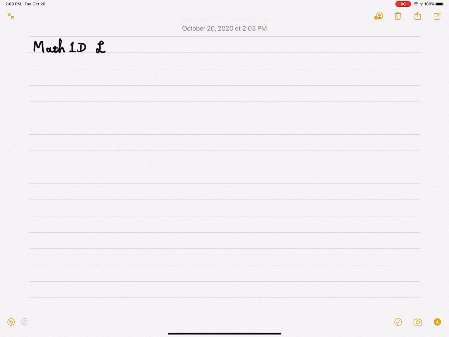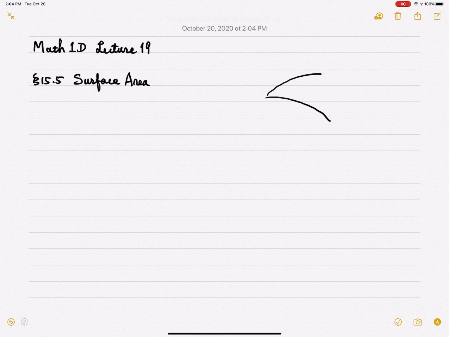This is lecture 19. So this is section 15.5. We talk about surface area. Now let's look at a case. Suppose we have a surface in space.